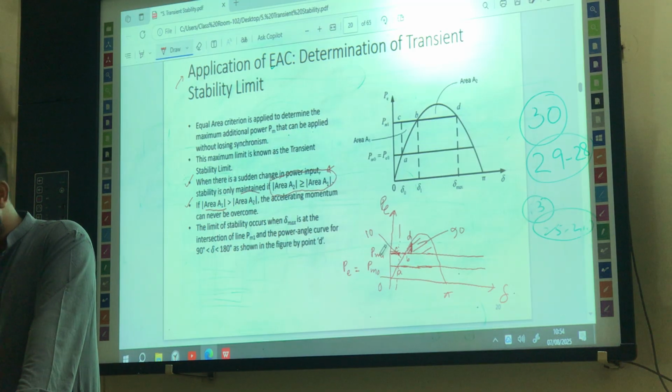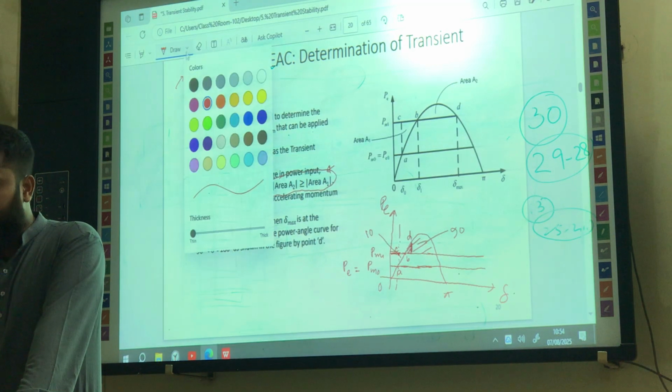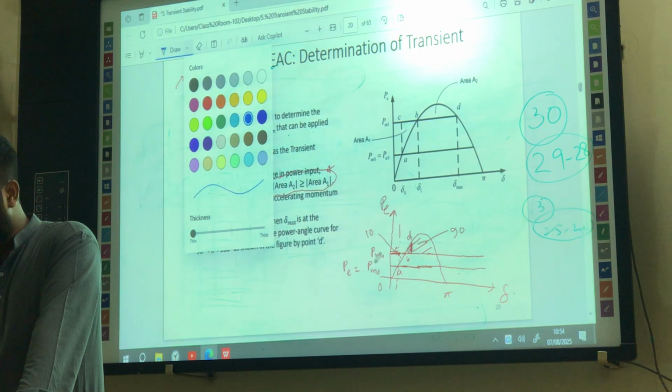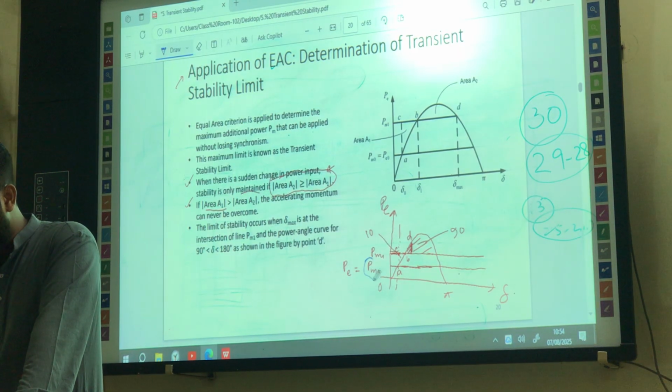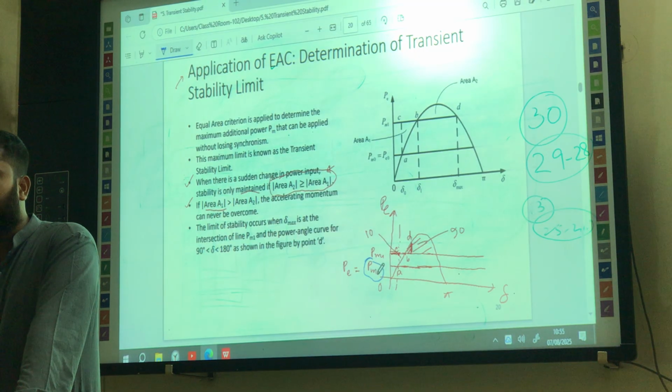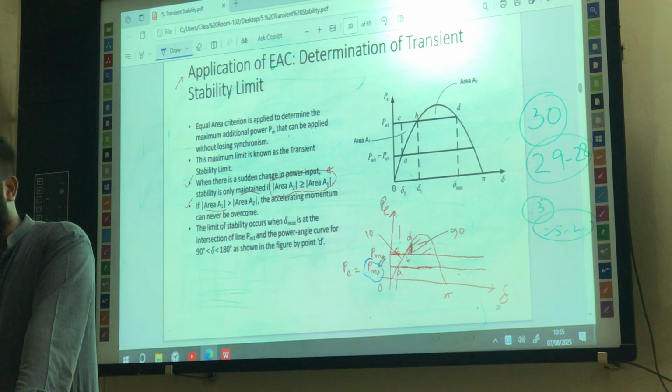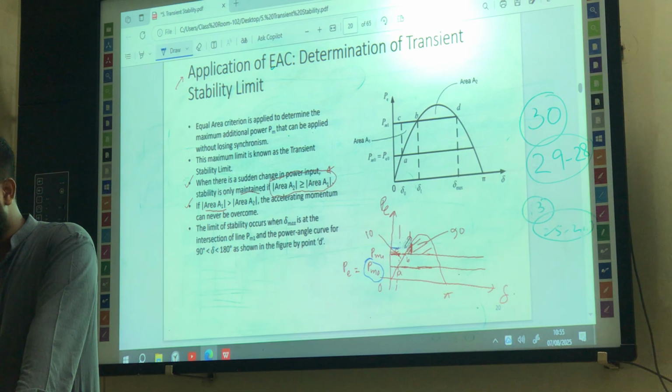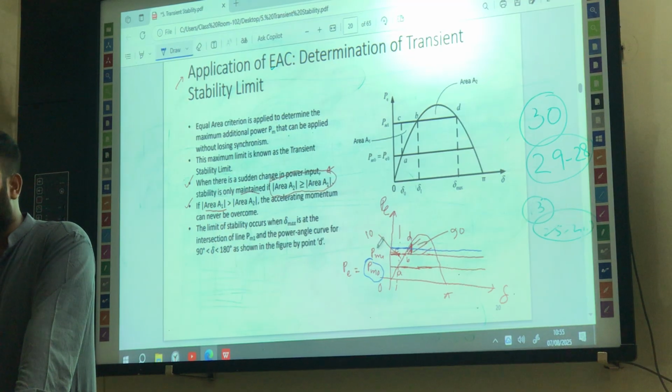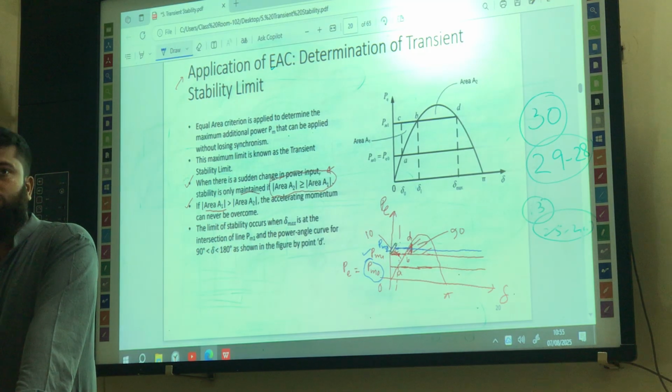increase this PM1. Let's take another point. From this P, the increment will always be from this. We are considering this as the initial point, and the step increase will be from here. That means this PM2 will be from PM0, not from PM1. This was the first case, and this is the second case, whenever the sudden increase was from PM0 to PM2.